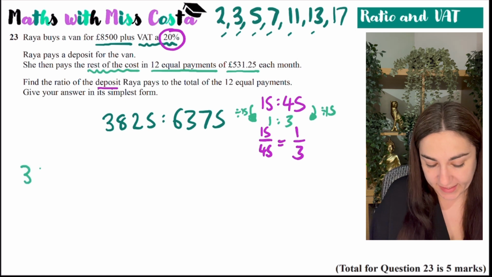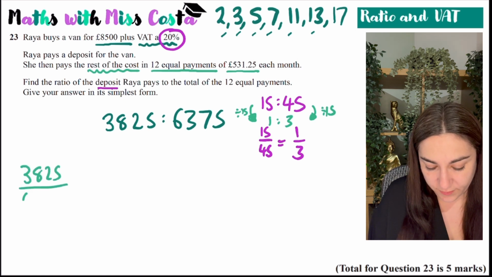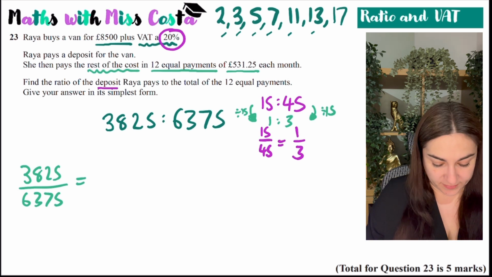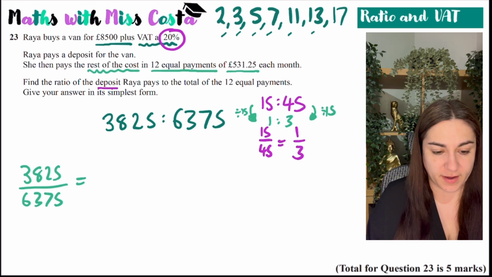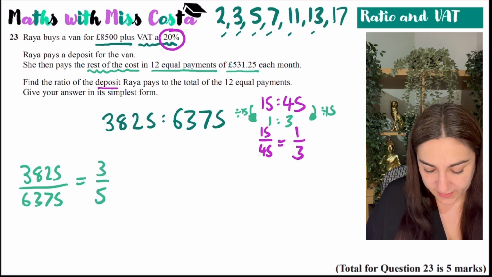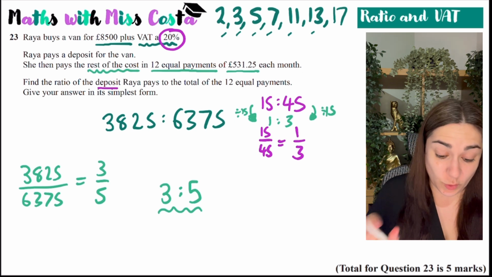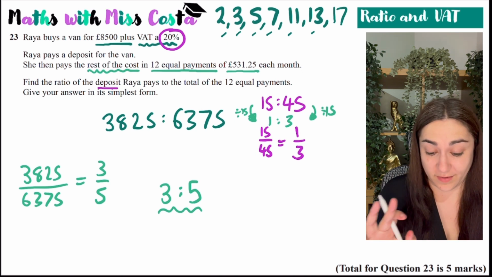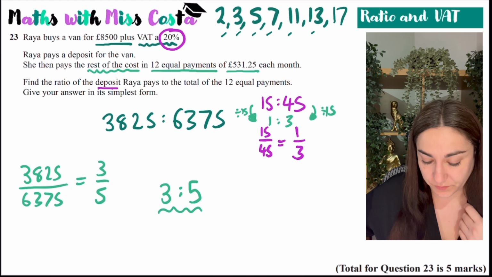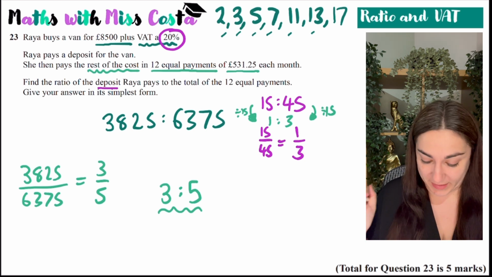So similarly, you could do 3825 over 6375 and type that into your calculator. 3825 divided by 6375 gives you 3/5. So then you would know that your ratio is 3 to 5. But normally, like 9.999 times out of 10, just a simplifying method will be absolutely fine.